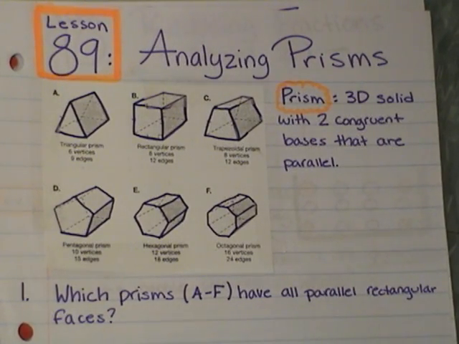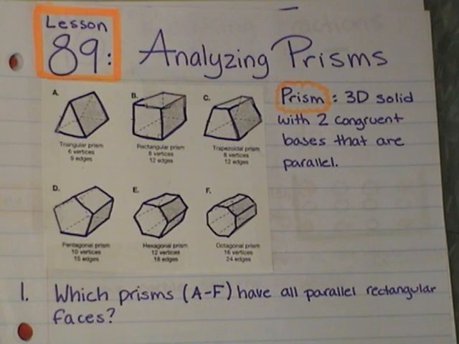Alright, so tonight's lesson is lesson 89, and we are analyzing prisms. Now we've talked about prisms before, we've talked about a bunch of these shapes, but we're going to really focus on the prisms this time. So today in class you got a little square of 6 different types of prisms, so you should have that glued or taped into your notebook.